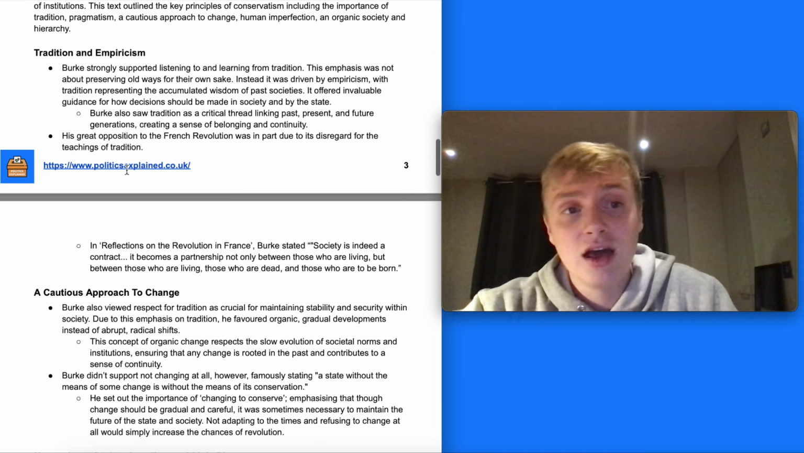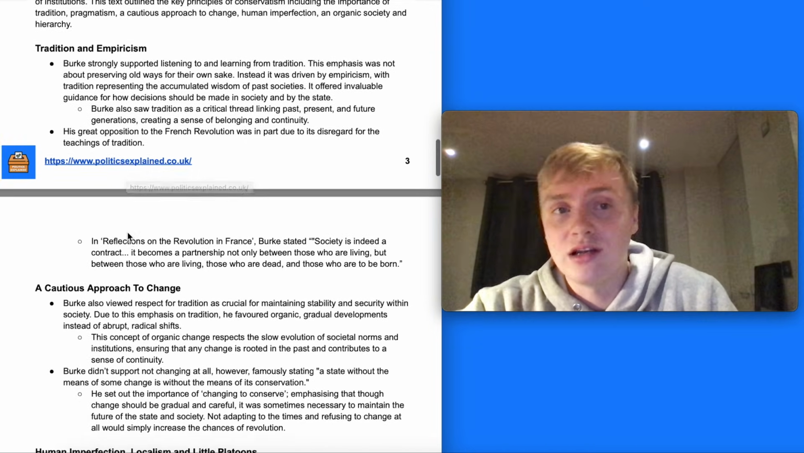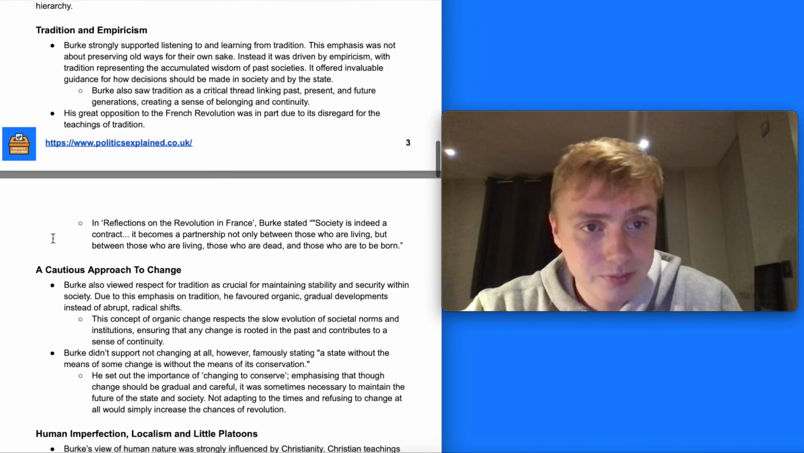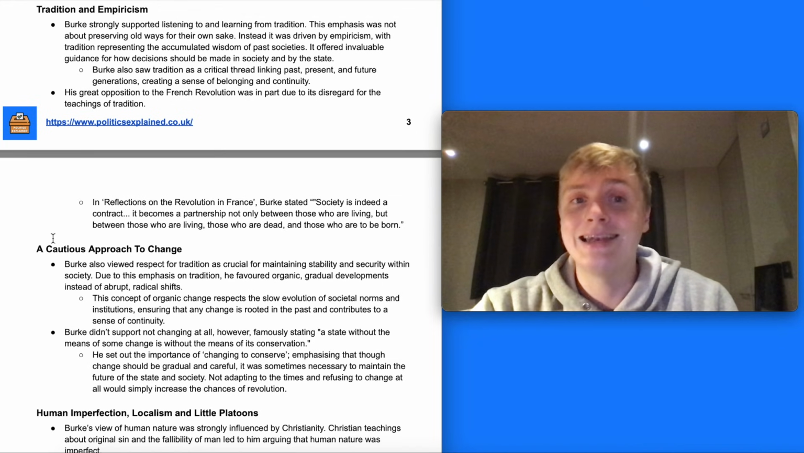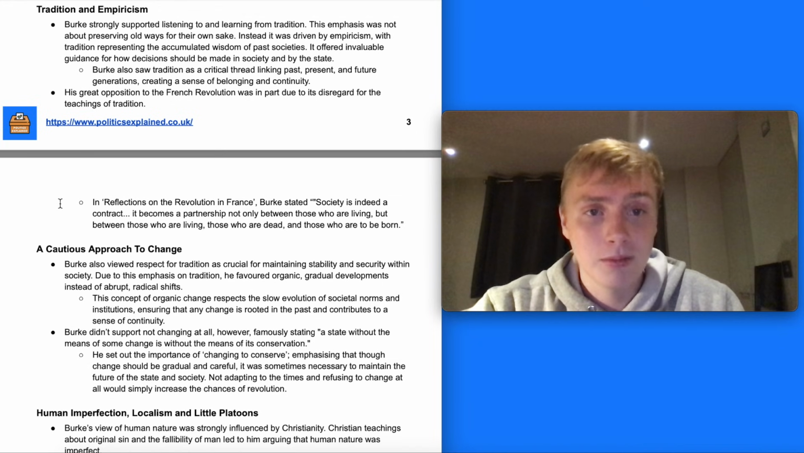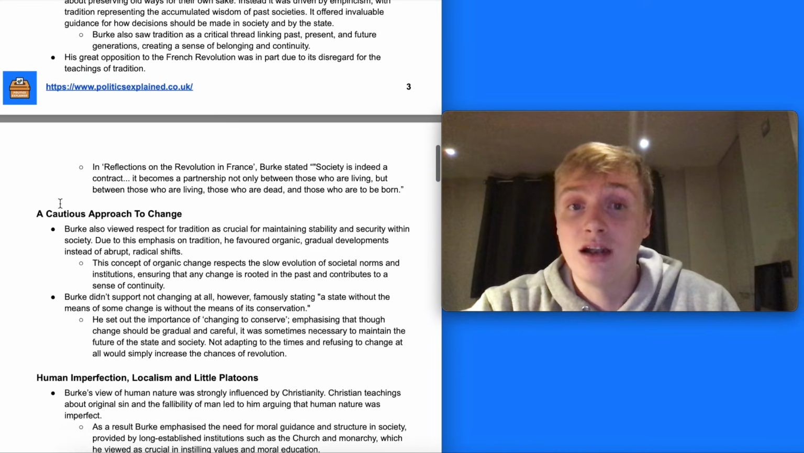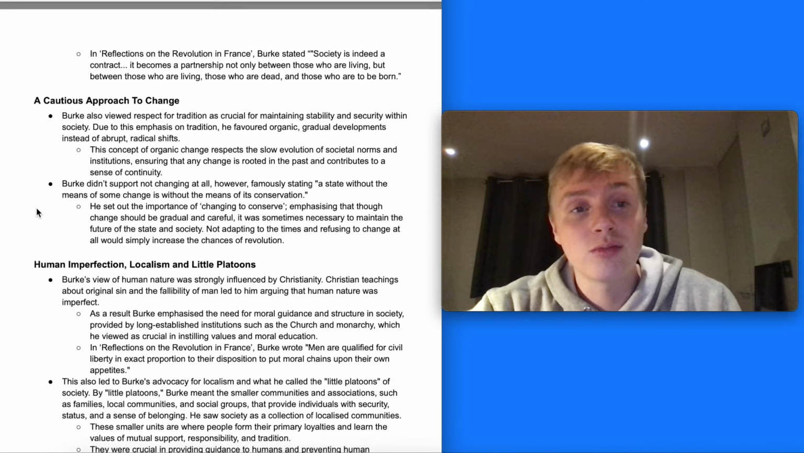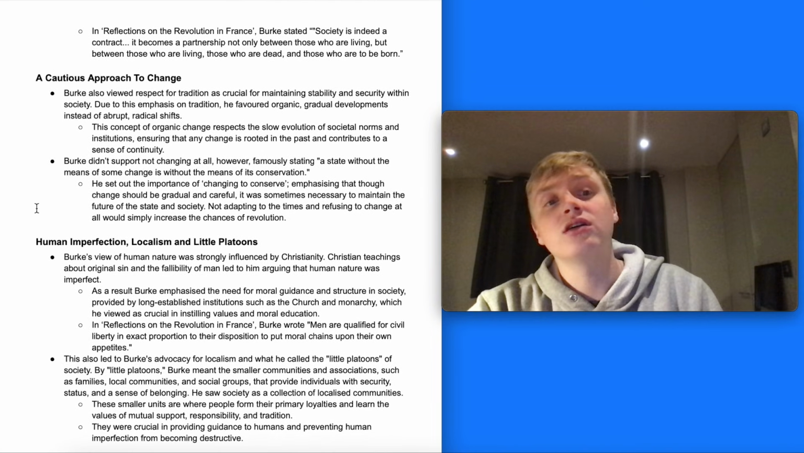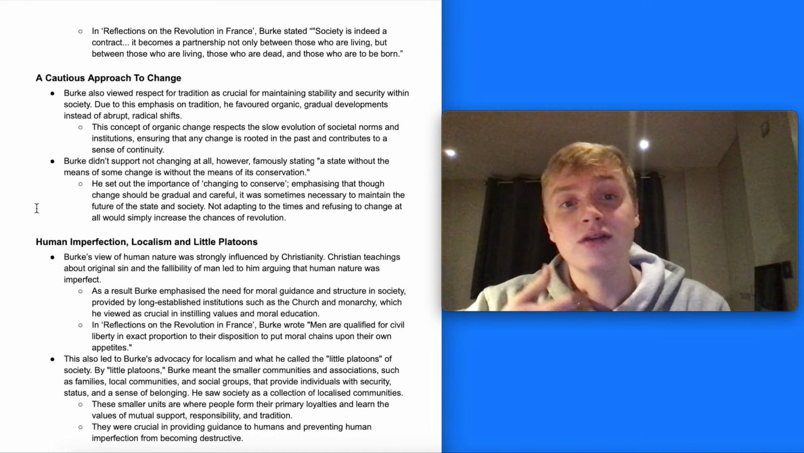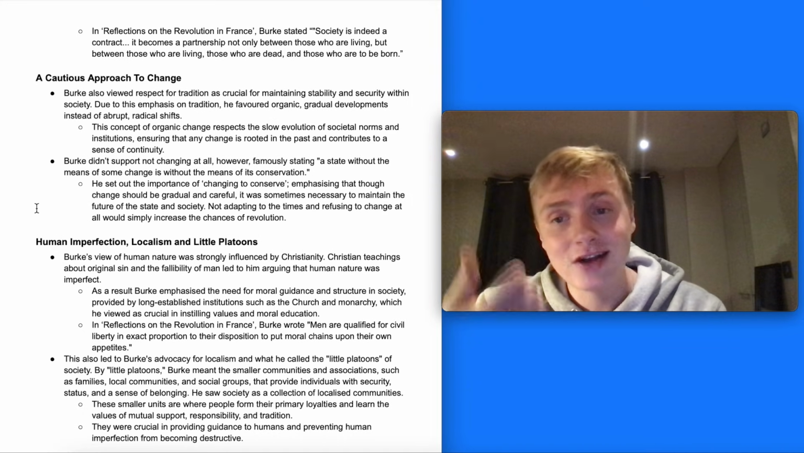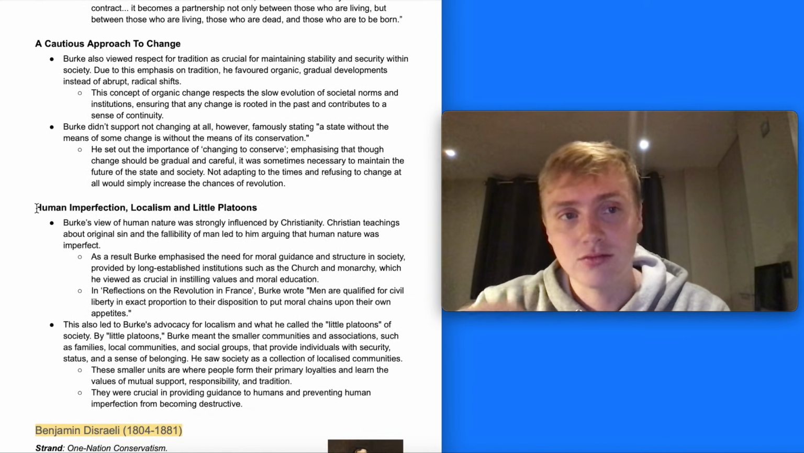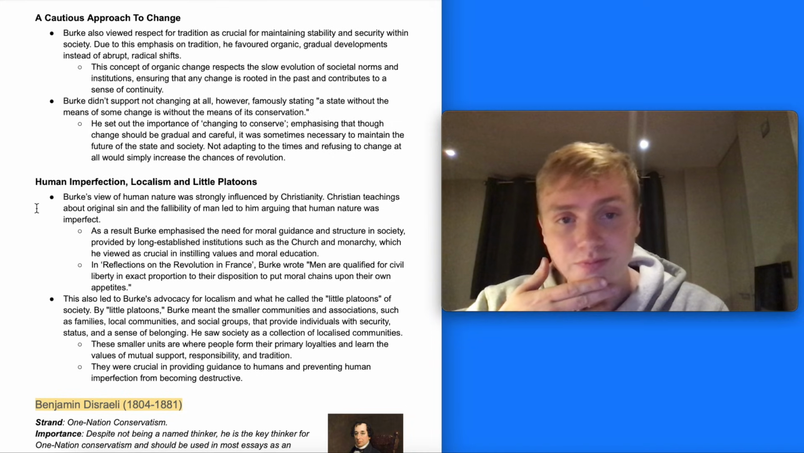The first key idea for him is tradition and empiricism. He really supported learning from and listening to tradition as the accumulated wisdom of past societies, and he saw tradition as a key thread linking the past, present, and future. His opposition to the French Revolution was partly due to its real disregard of the teaching of tradition. He very much had a cautious approach to change. Because of this respect for tradition, he believed that change should be organic and gradual, maintaining tradition rather than radical upheaval.